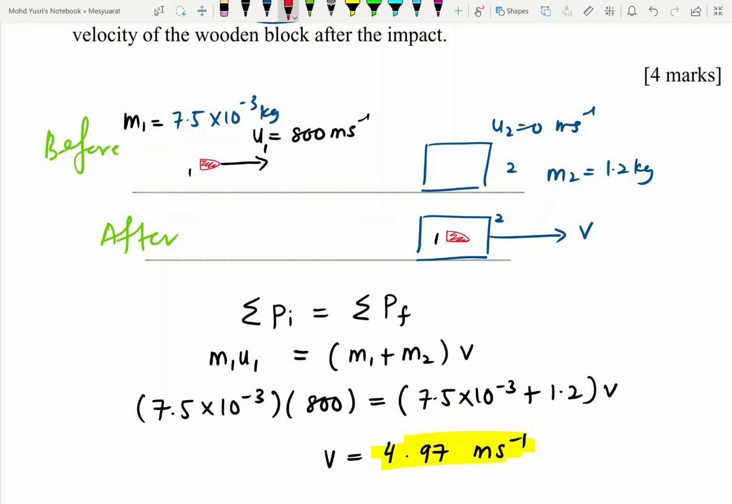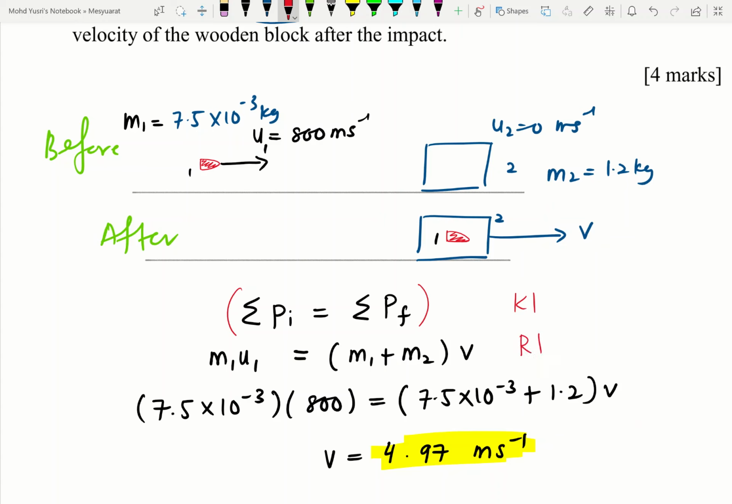Now, how about the marks? Okay, now initial momentum is equals to final momentum. Now, I'm not sure whether this is going to be given in the list of equations or not. So, right now saya assume dia tak diberi. Therefore, dia akan dapat konsep 1 markah. And then, we write the equation. Kamu akan dapat rumus 1 markah.